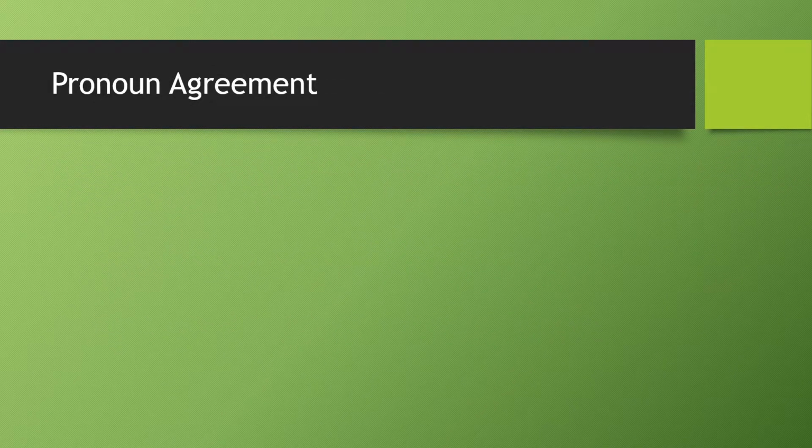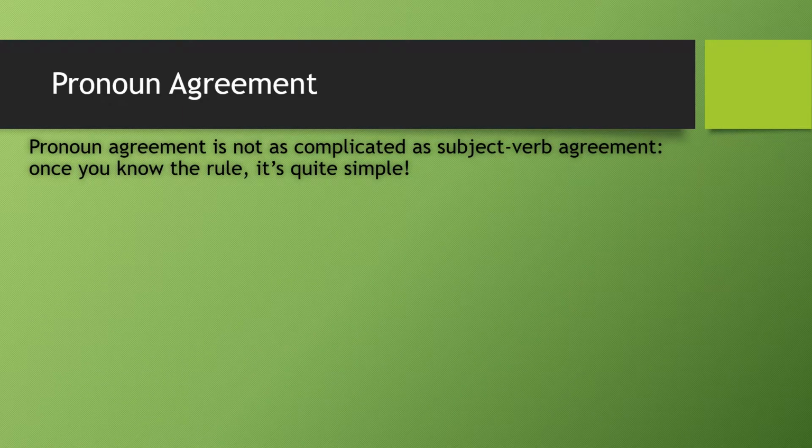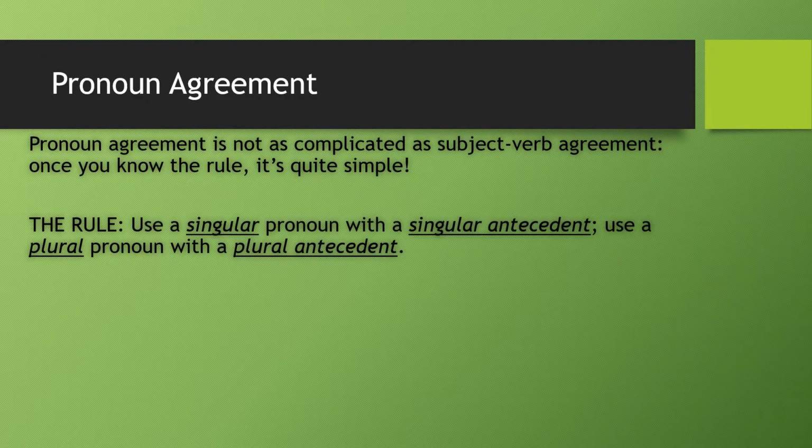We'll give our attention now, for the conclusion of this week's study, to pronoun agreement. Pronoun agreement certainly is not as complicated as subject-verb agreement. Now, we will look at several different rules again, but it's not nearly as complicated as subject-verb agreement. Once you know the rule, pronoun antecedent agreement is pretty simple. And the rule is this. Use a singular pronoun with a singular antecedent. Use a plural pronoun with a plural antecedent.